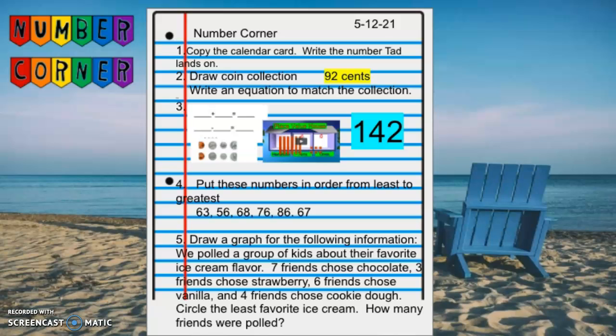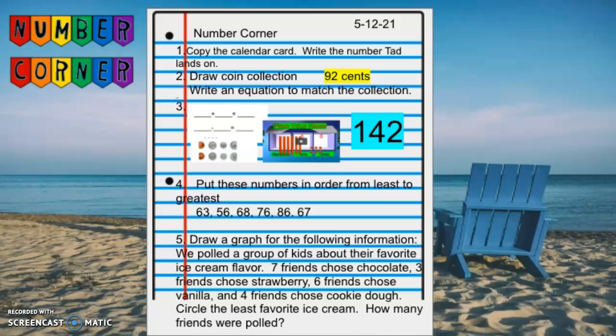We polled a group of kids about their favorite ice cream flavor. 7 friends chose chocolate, 3 friends chose strawberry, 6 friends chose vanilla, and 4 friends chose cookie dough. All right, press pause if you need more time for the graph.